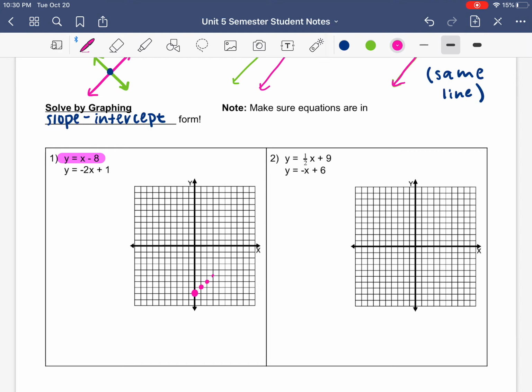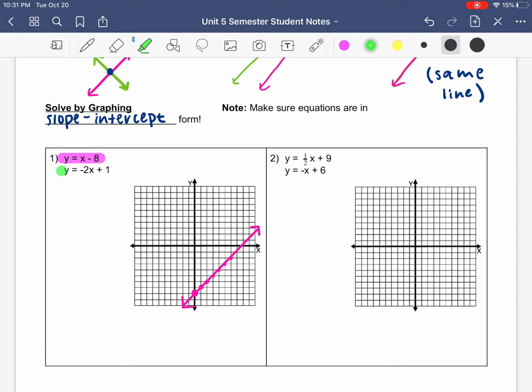And I'm going to do that several times just to get a general idea of where my line goes. It does not have to be perfect. You don't have to do it for the whole graph, but do at least enough so you can do a pretty accurate drawing, because you do want to make sure the lines run into each other wherever they're supposed to. You don't want to have done all the work right, but it's just your drawing that threw your answer off. All right, so we've graphed one line.